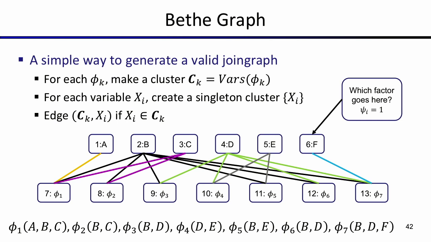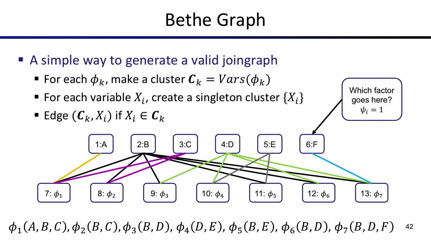So in this case, we're going to have two classes of clusters. We have the large clusters: there is one cluster for each factor that we have in a network. And we also have the small clusters, one for each variable that we have in a network. I'm going to have a connection between these two clusters if the variable appears in the factor.